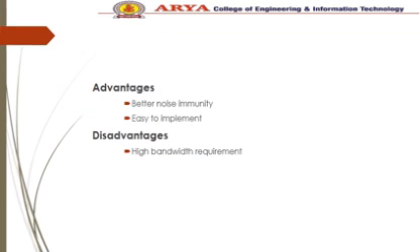The major advantage of FSK modulation is that it has better noise immunity, and the circuit is easy to implement, because in this the variation is in the frequency, not in the amplitude. So noise immunity is better, and because it uses circuits that are used in ASK modulation, its implementation is also easy. But it has the disadvantage of high bandwidth requirement, because the signal is transmitted with variation in the frequencies. That's why it requires higher bandwidth.